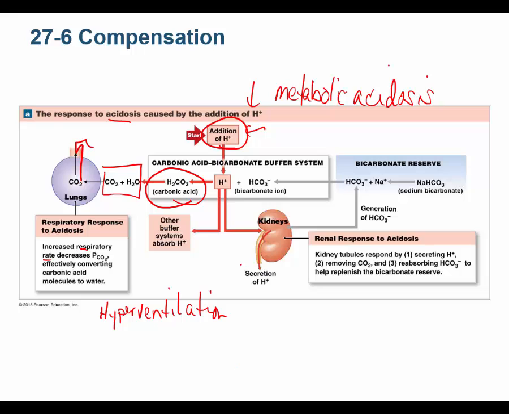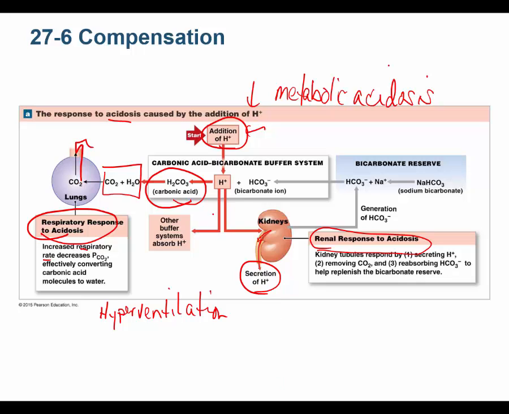Okay, now what else can I do? Well, I can secrete the protons into my renal filtrate and urinate them out. So I have a respiratory response to acidosis and I have a renal response to acidosis. I have both. Hopefully they're both functioning fine. Hopefully they're good.